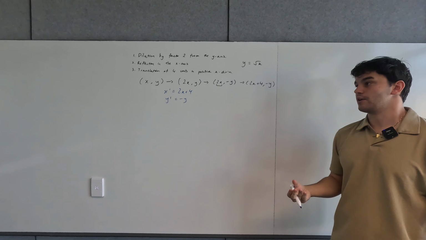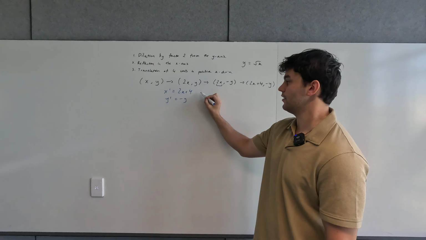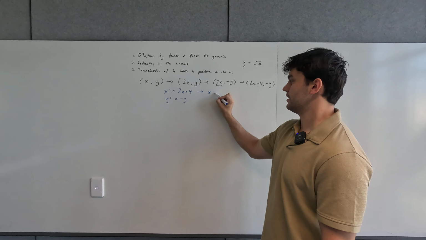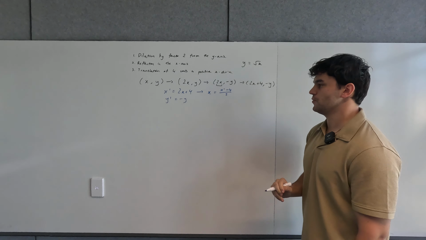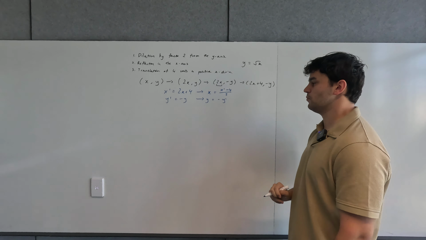And then we go through our usual process. We rearrange for x, and we rearrange for the regular y as well. So if we rearrange for the regular x, what we get is x is equal to x dashed minus 4, all divided by 2. And then y is pretty simple. y is equal to negative y dashed.